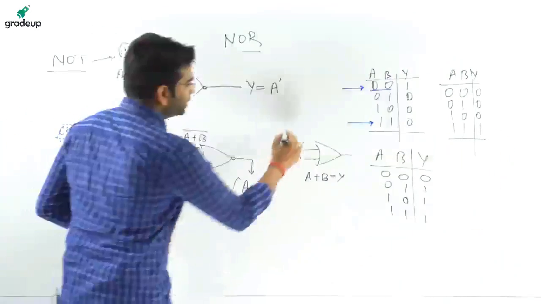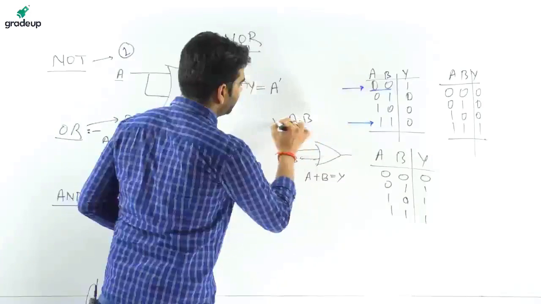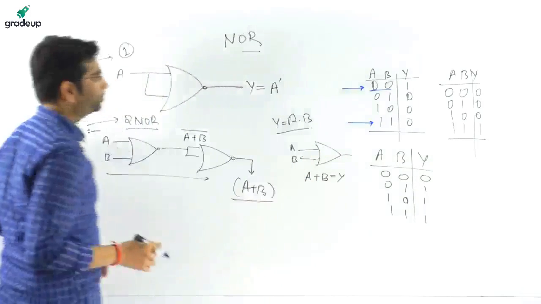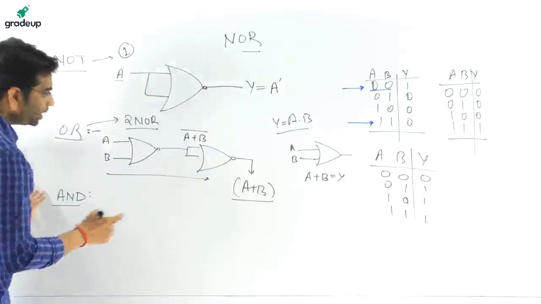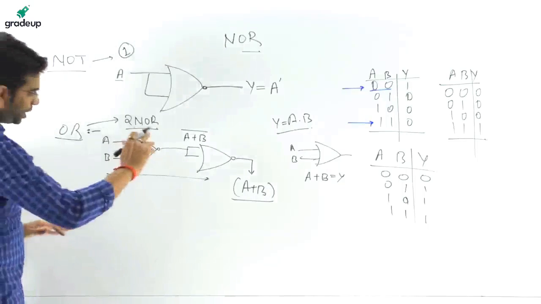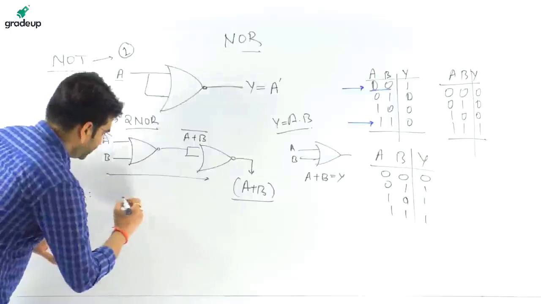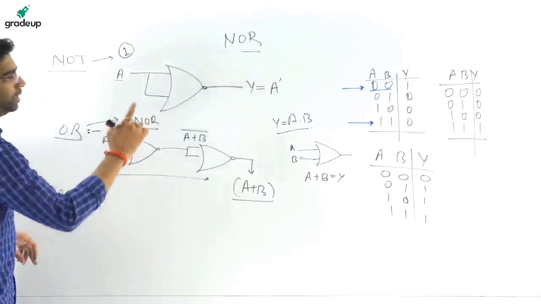Okay, the AND gate is represented with this dot function. Now the recap is done. Now let's solve it. That is A dot B.